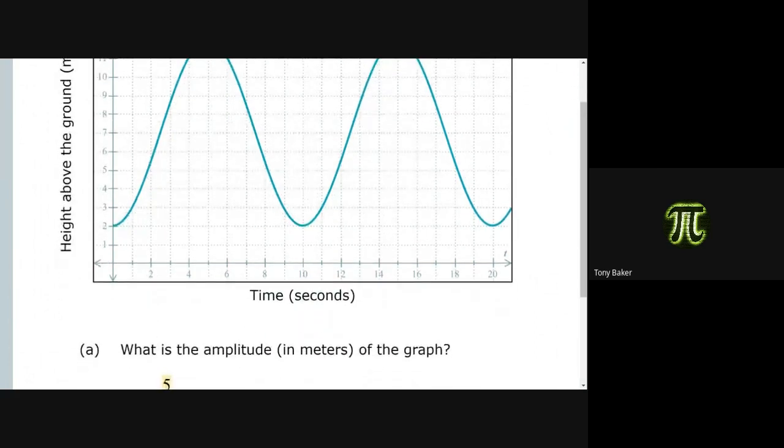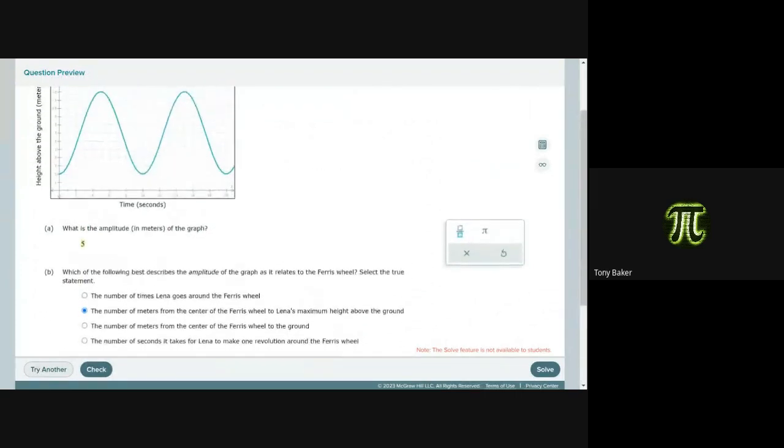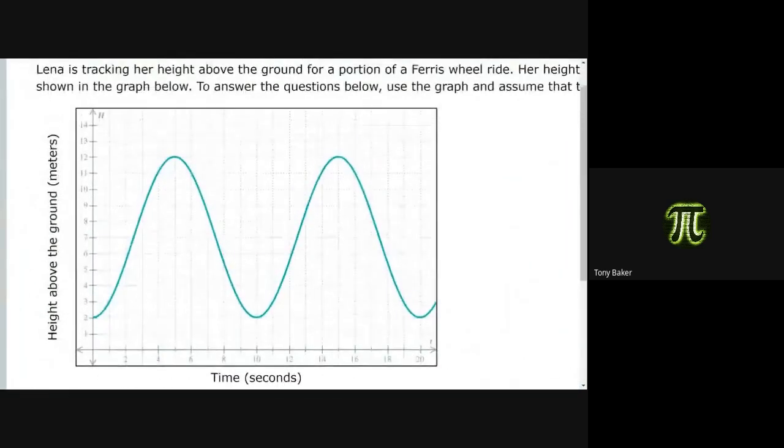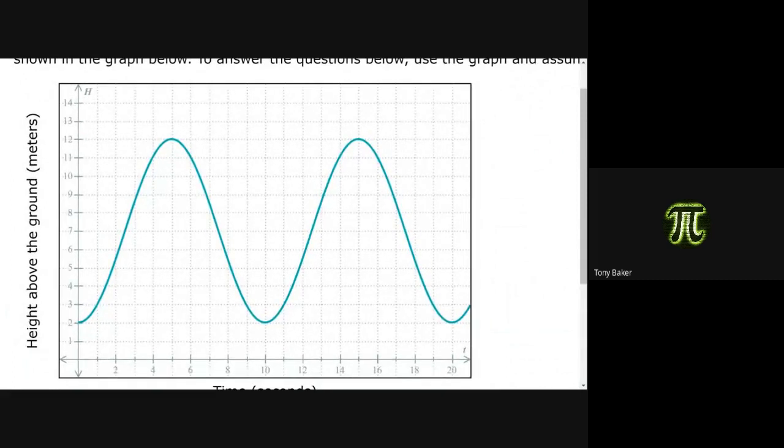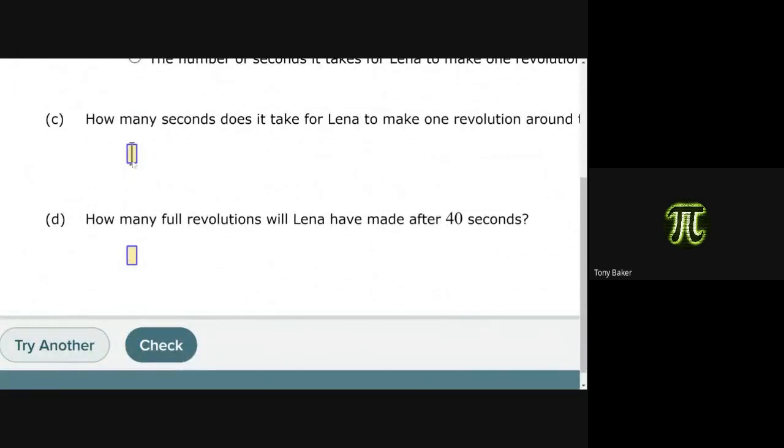So, all right, next question. How many seconds does it take her to make one revolution around the Ferris wheel? 10. So from there to 10. How many full revolutions will she make after 40 seconds? 4, because every one is 10. I like it.